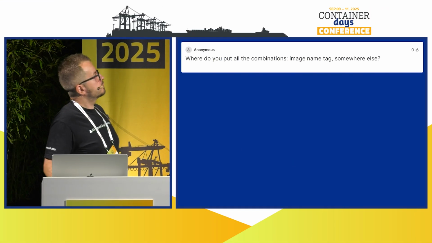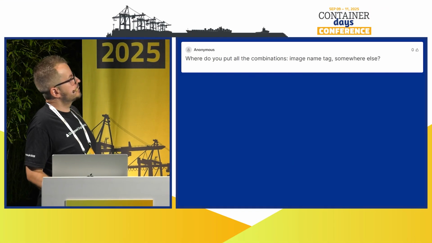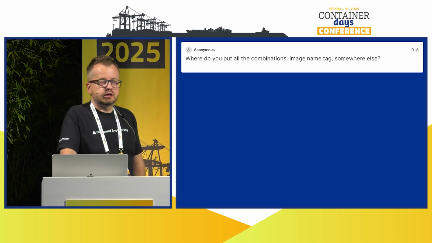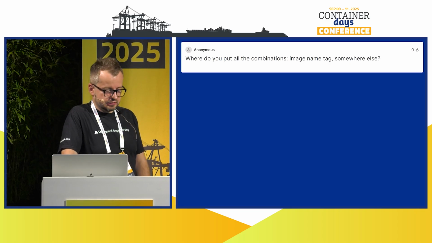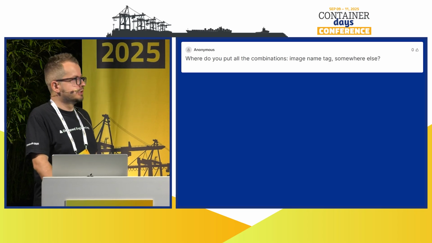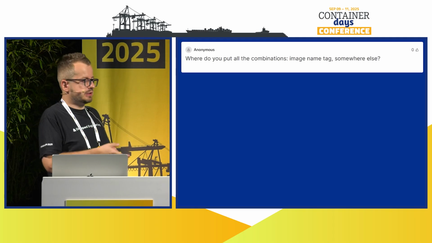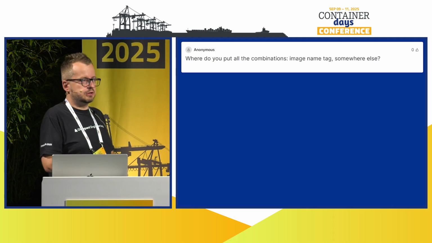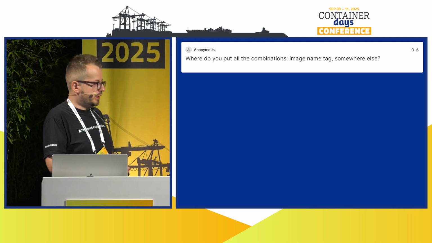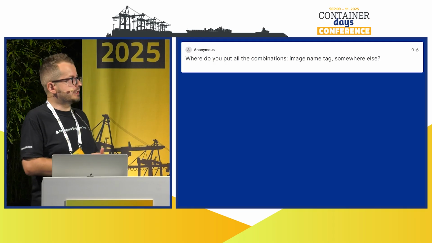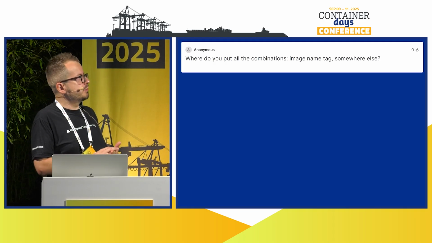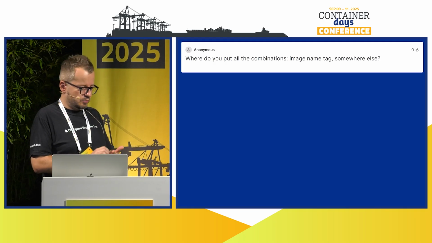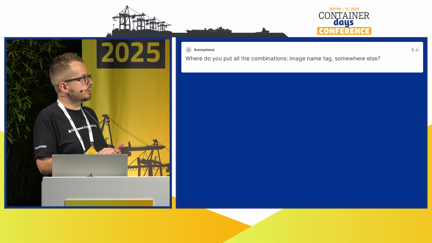So the first question is, where do you put all the combinations, image name, tag, somewhere else? That's a very good question. And right now it's in the tags. So when I mentioned the app version, the NVIDIA driver version, and Python version, they go into the tags themselves.